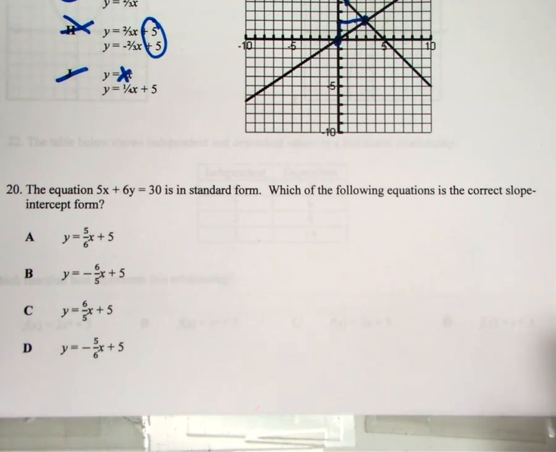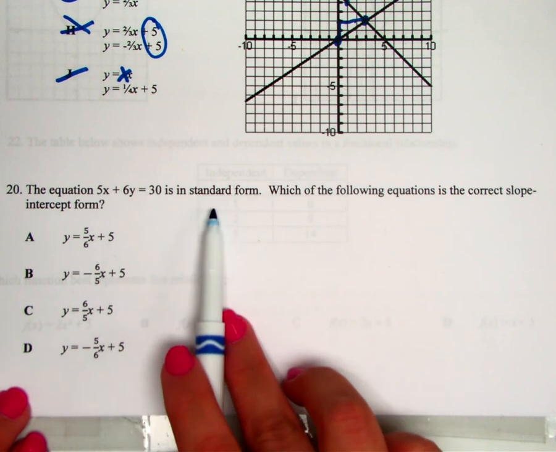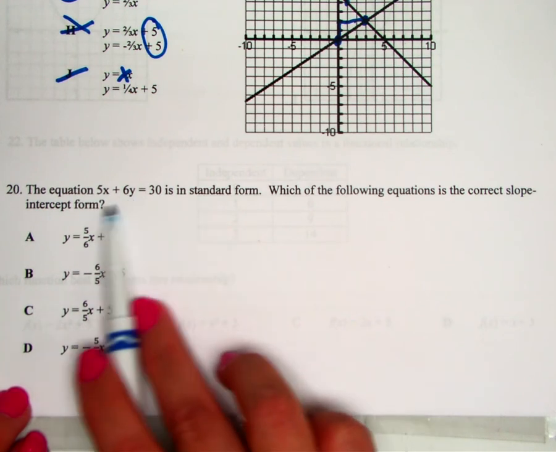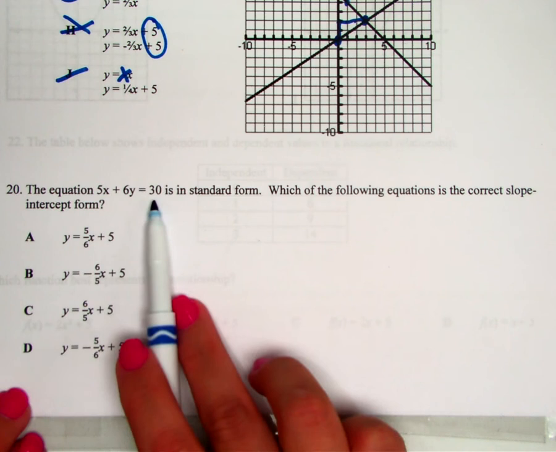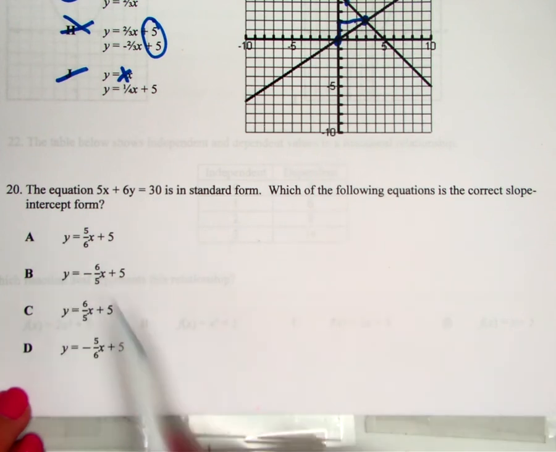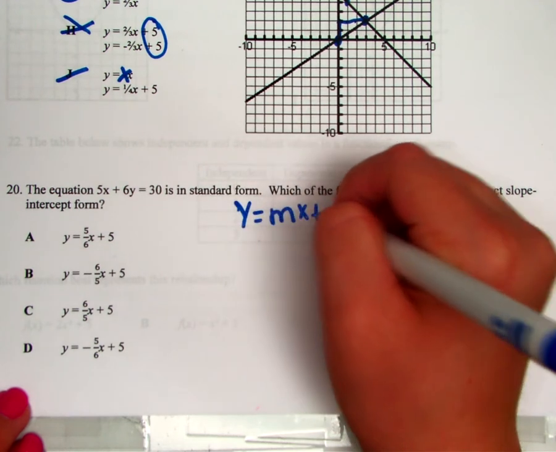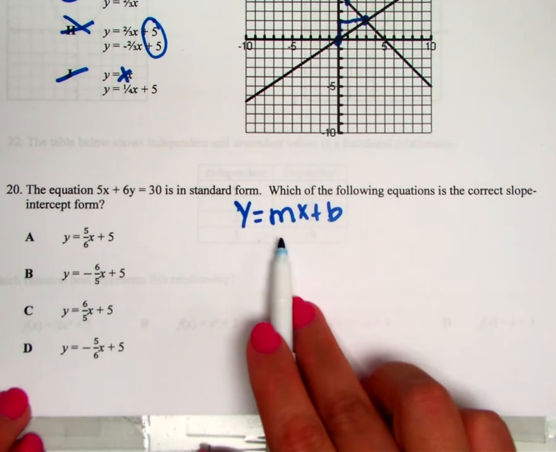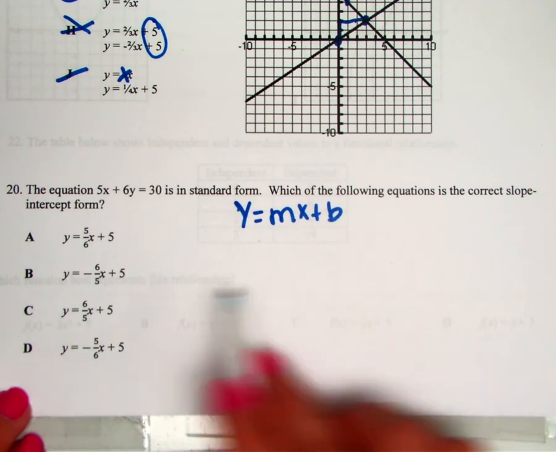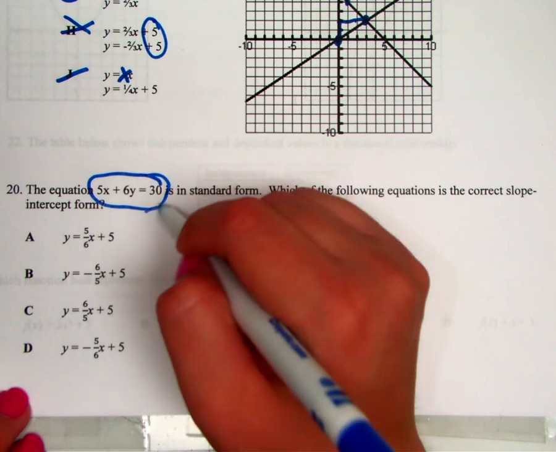Number 20. The equation 5x plus 6y equals 30 is in standard form, meaning x and y are on the same side, and the constant's by itself. Which of the following equations is the correct slope-intercept form? Well, we know slope-intercept form is y equals mx plus b, where m is our slope and b is our y-intercept. So the easiest way to do that would be to actually just solve for y.